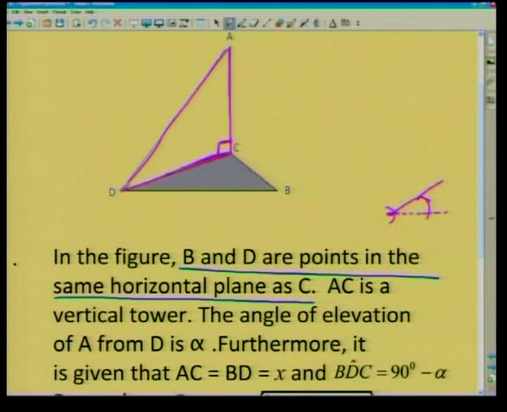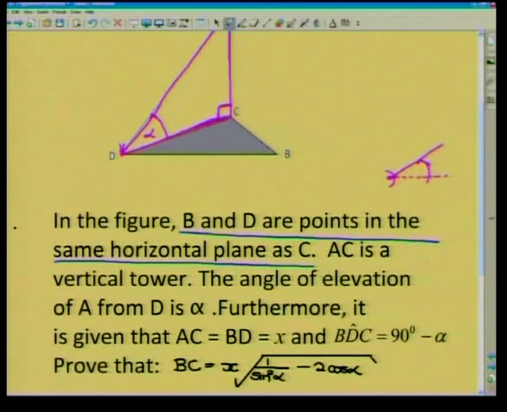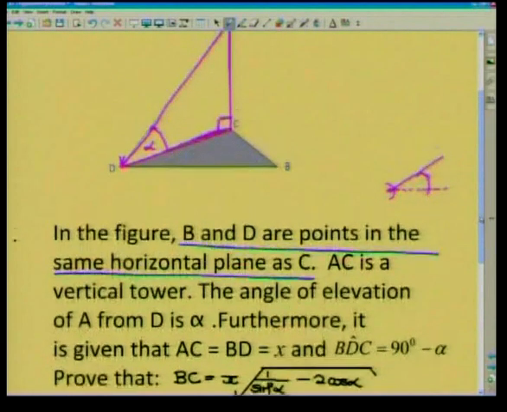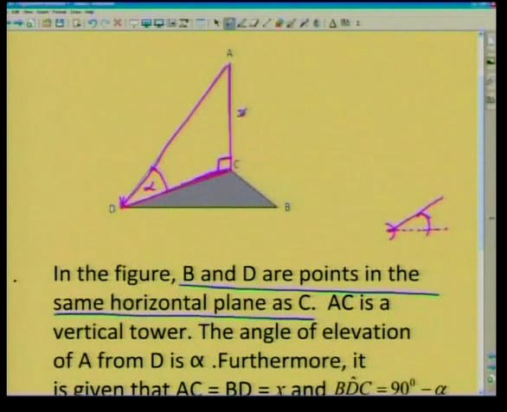So that means my eye's positioned here, and I'm looking out along there, and the angle of elevation is this one, and they say it's alpha. So I put alpha in there. Furthermore, it is given that AC equals BD equals X. That's X, and that is X.